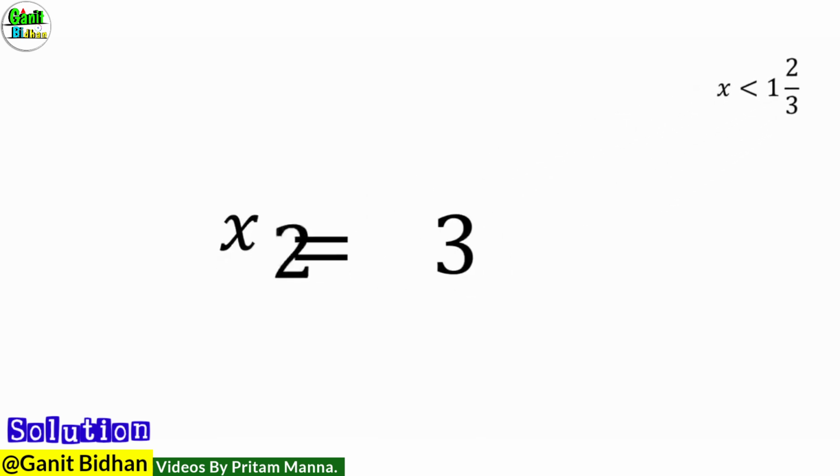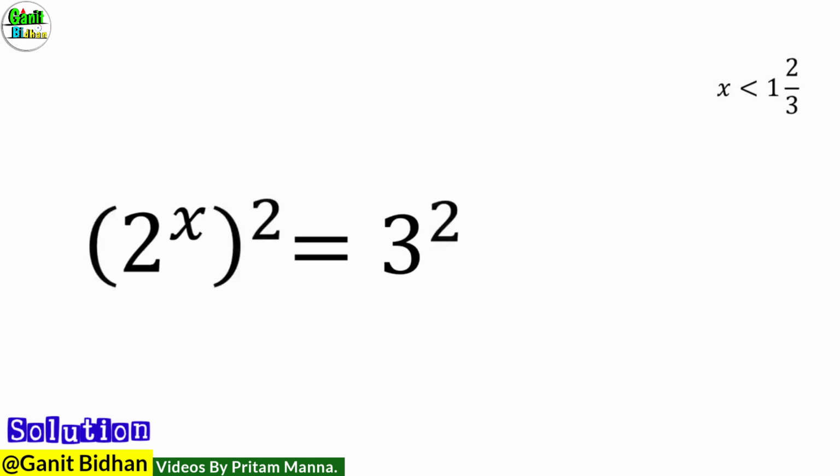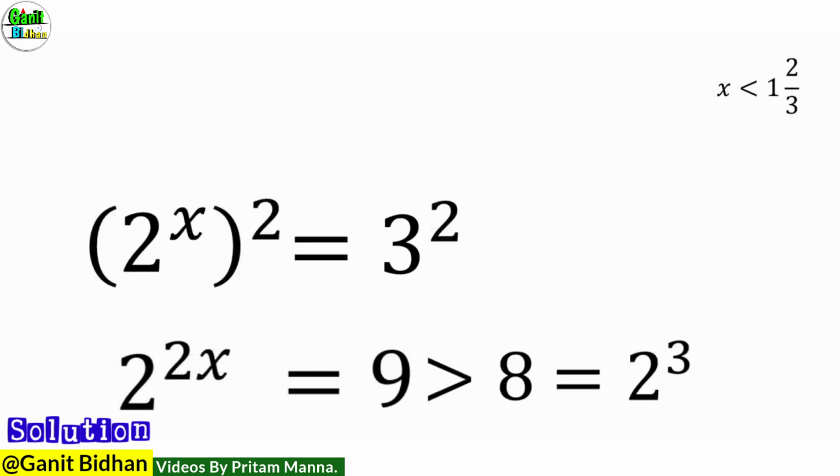আবার 2 to the power of x is equal to 3. এখন বোথ সাইড স্কোয়ার করে পাই (2 to the power of x) raised to the power of 2 is equal to 3 স্কোয়ার। এখান থেকে পাই 2 to the power of 2x is equal to 9 and 9 is greater than 8 which is equal to 2 cube.